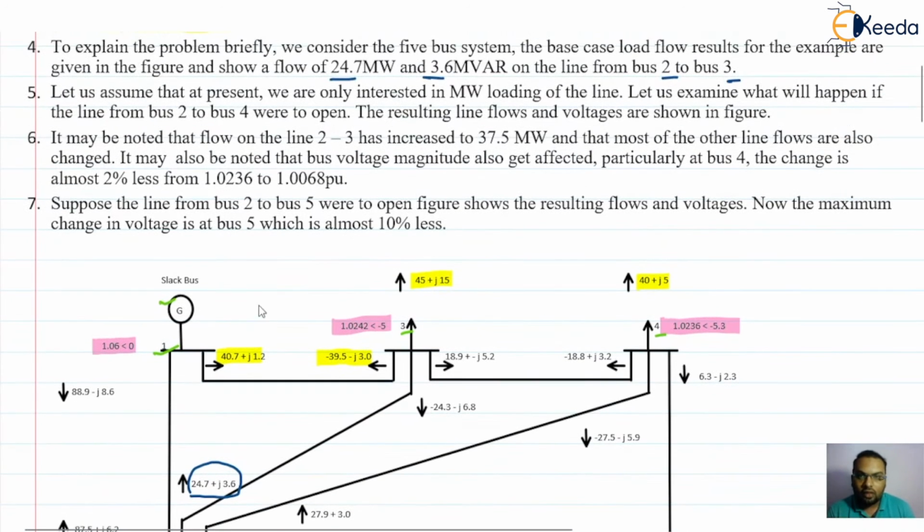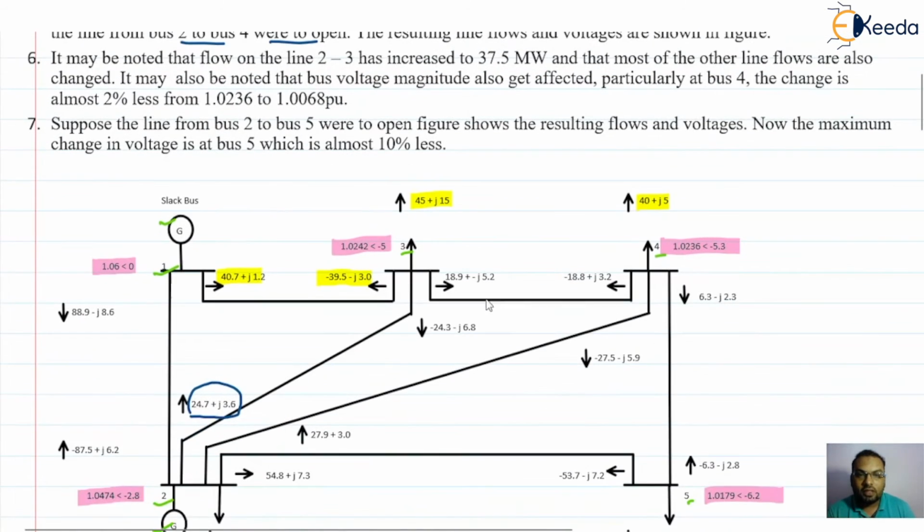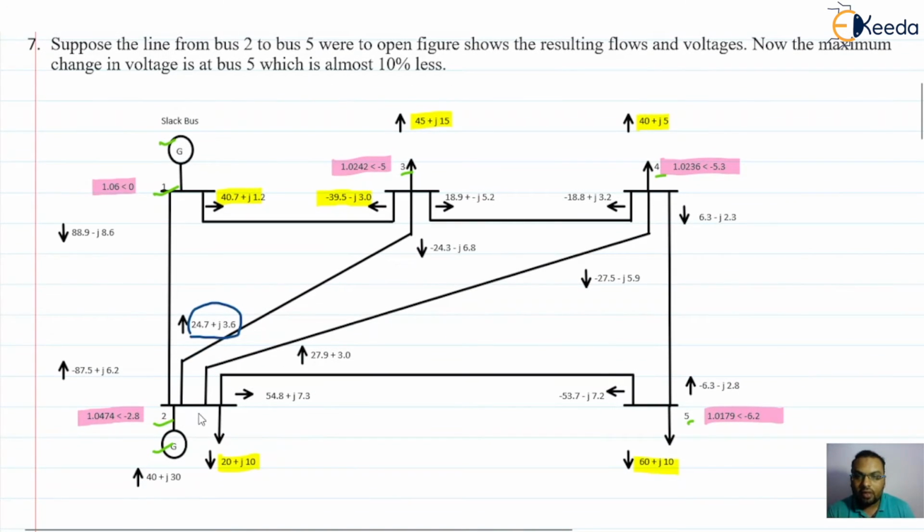Now let us consider one contingency, a line outage. Let us assume that at present we are only interested in the megawatt loading of the line, and let us examine what will happen if the line from bus 2 to 4 were to open. If I open this line between bus 2 and 4, what is the consequence of this?